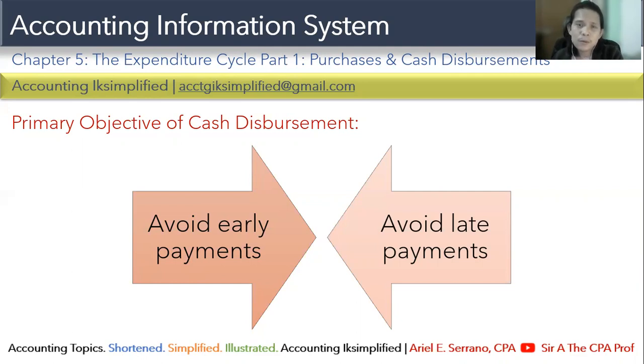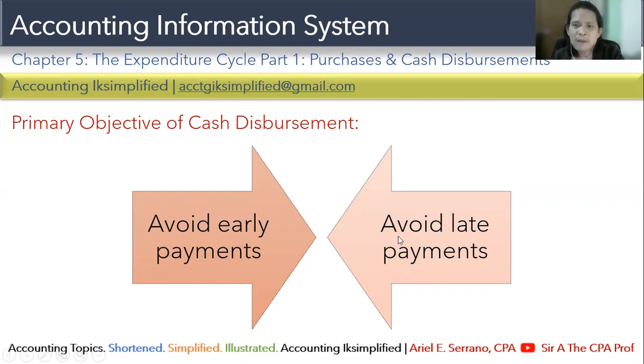So, nafo-forgo yung mga interest income na pwede mo pang kitain, sabihin na natin for a span of 20 days, kung nagbayad ka ng 10th, dapat due pa naman yan ng 30th. So, sayang po. Kumikita pa rin yung ating pera sa bangko. So, that is why we try to avoid early payments.